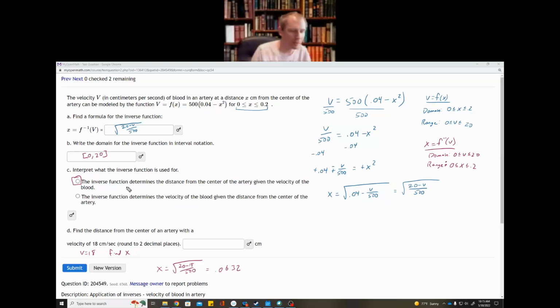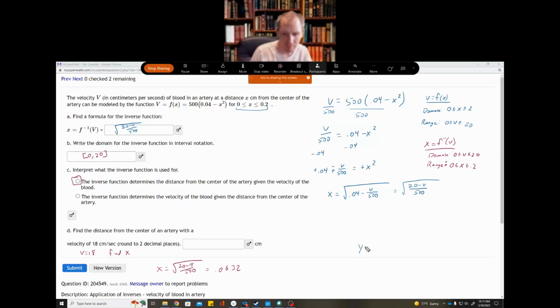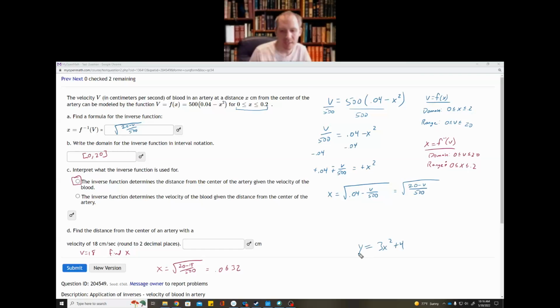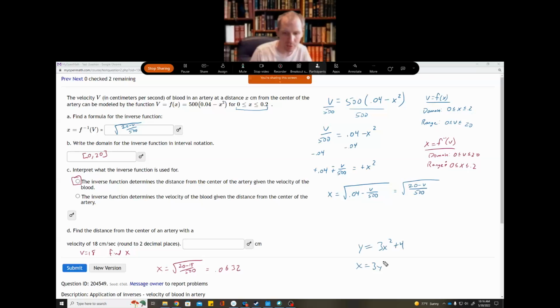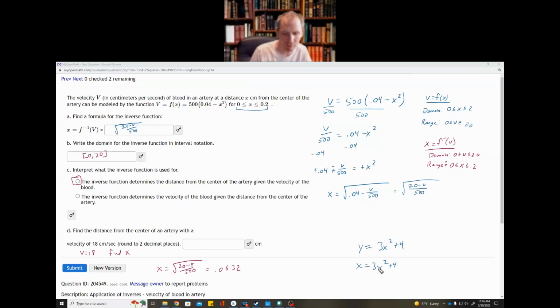When I don't have any context on my question, say a question that just says y equals 3x squared plus 4, find the inverse, we typically want to write y as a function of x. So at the beginning, you switch the x and y. You write x equals 3y squared plus 4, and then solve for y because you're used to seeing y equals.